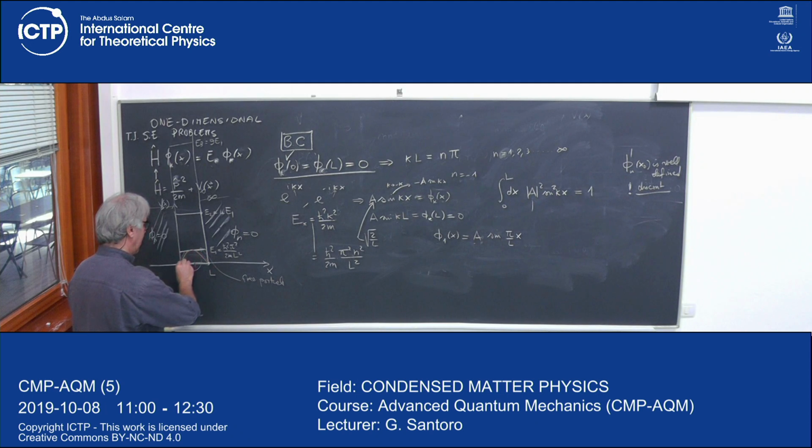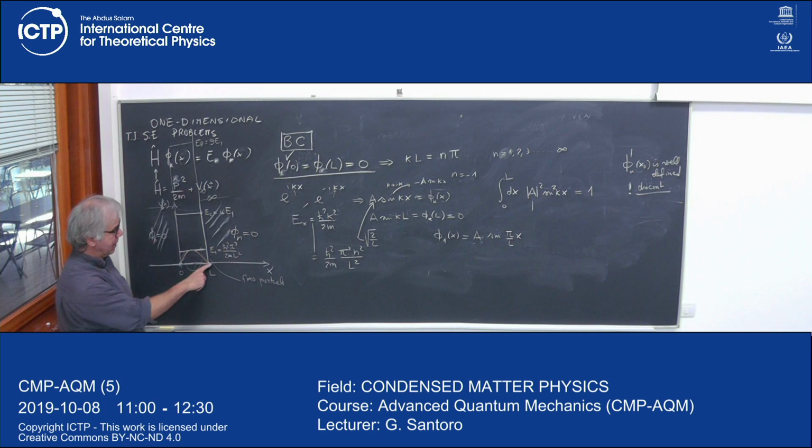Okay? It's this half of a full sine. It goes to 0 here and here. Is it clear? What about the next one?